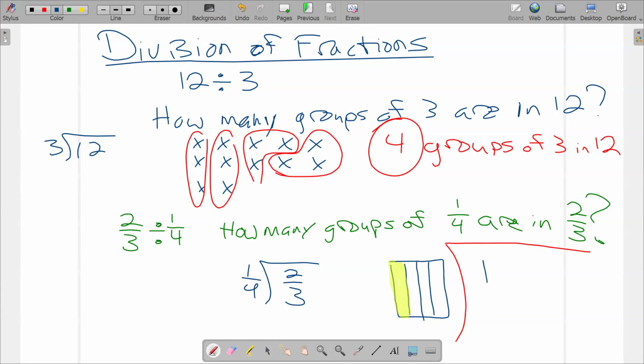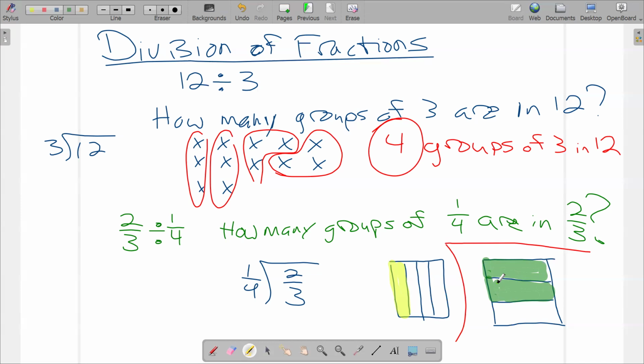So I have to draw the same size whole, roughly about that big. And like I did with addition, I'm going to draw the thirds the other direction. And I'm going to shade that a little bit different. So I'm trying to figure out how many of that yellow size are in that green area there. Well, they're different shapes, so it's hard to tell, but can you see there's more than 2 of them?